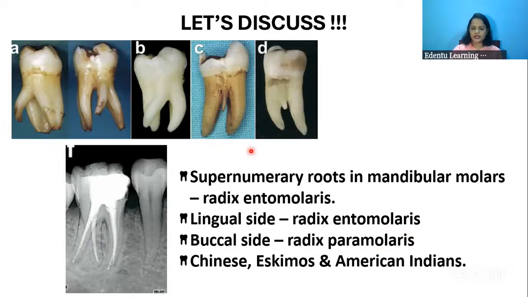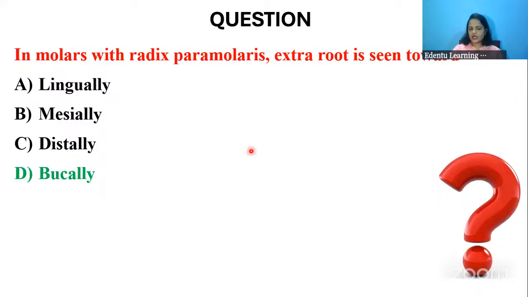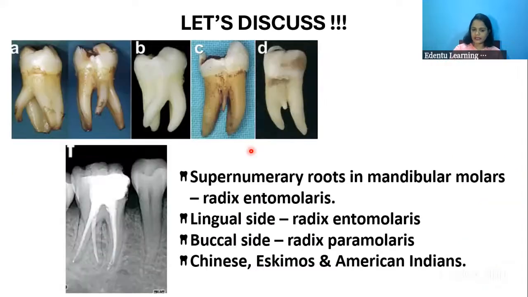So in the question, in molars with the radix paramolaris, the extra root is seen towards which side? Is it lingually, mesially, distally or buccally? The correct answer is buccally only. So remember the terms. Lingual side is called the entomolaris. Buccal side is called the paramolaris. And this type of supernumerary root is most commonly seen in the Chinese population, the Eskimos, and the American Indians.